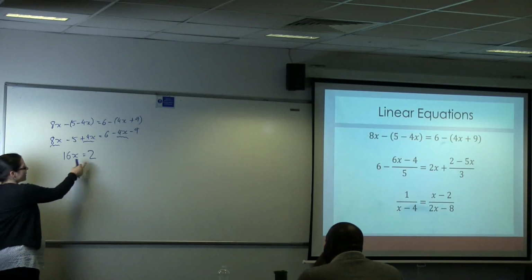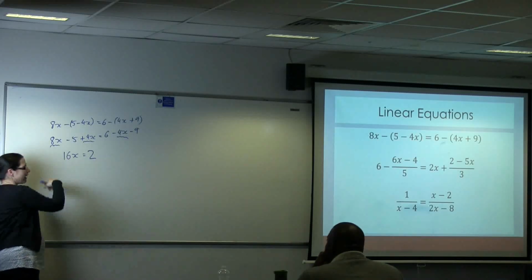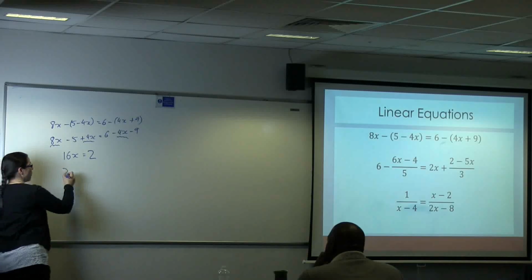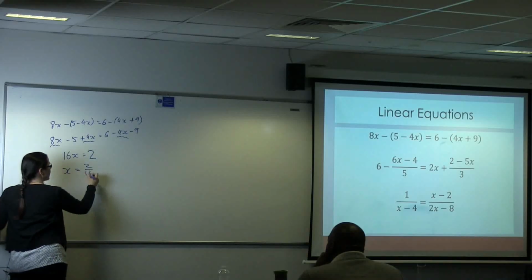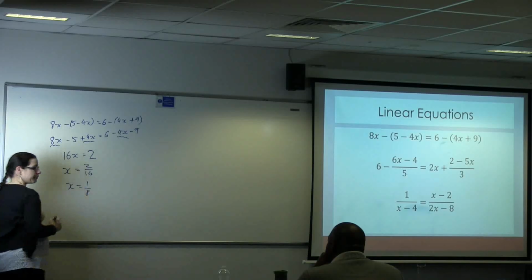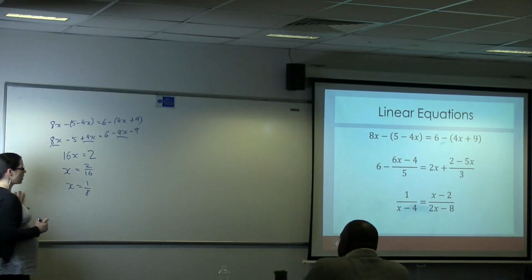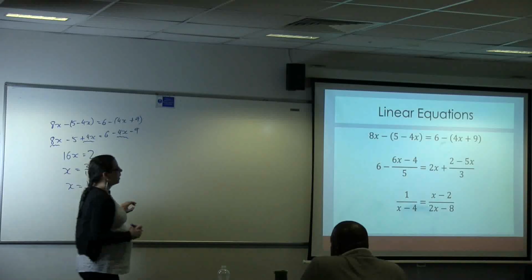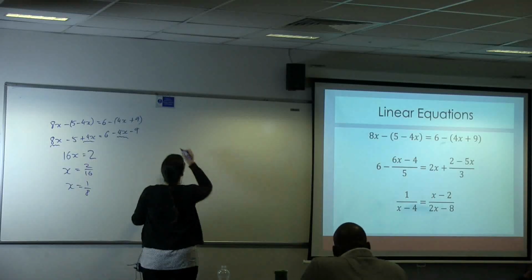So 16x equals 2. Now I need to divide both sides by the 16. So x will be 2 over 16, which nicely cancels down to 1 over 8. So that's the solution for this one. Then the other one.